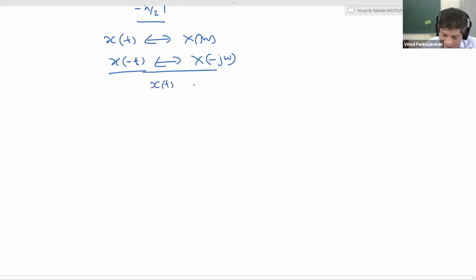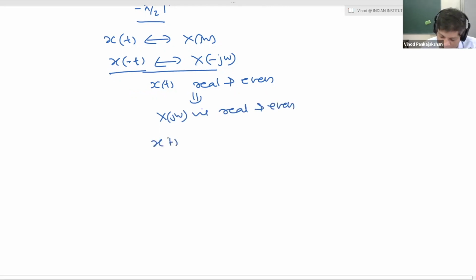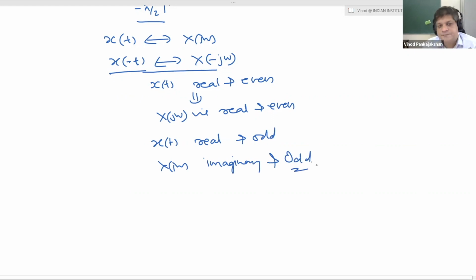If xt is a real and even function, that implies that X of j omega is real and even. And if xt is real and odd, X of j omega is purely imaginary and odd. Okay, you can easily prove this.